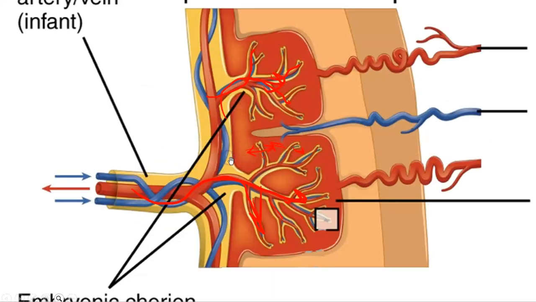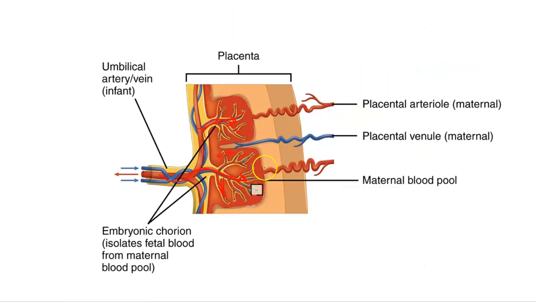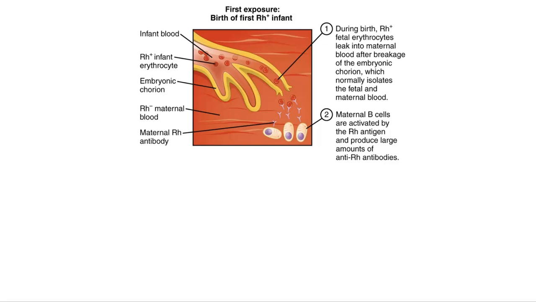You can see that if I zoom in here, there's a little space here. They're not actually physically touching. There's no physical mixing of mom's blood and baby's blood when mom is pregnant. So this shows then what would happen. This shows the infant's blood here. Here's a red blood cell. The baby has a positive blood type, so whether it be A positive, B positive, or AB positive. Okay, positive blood type.